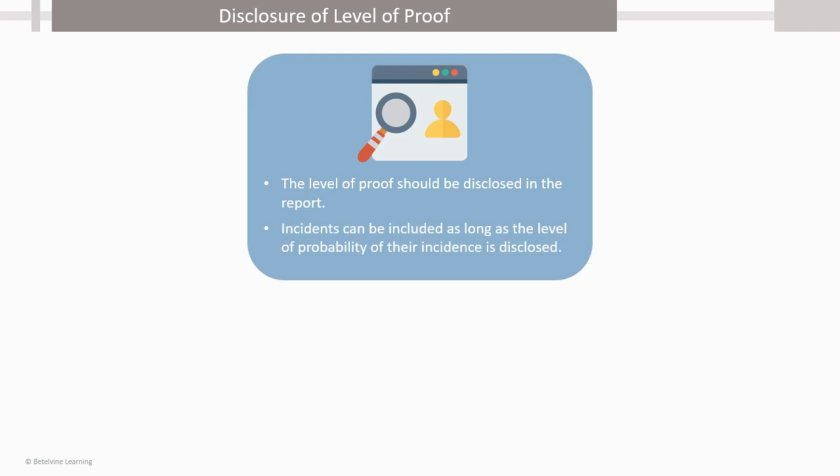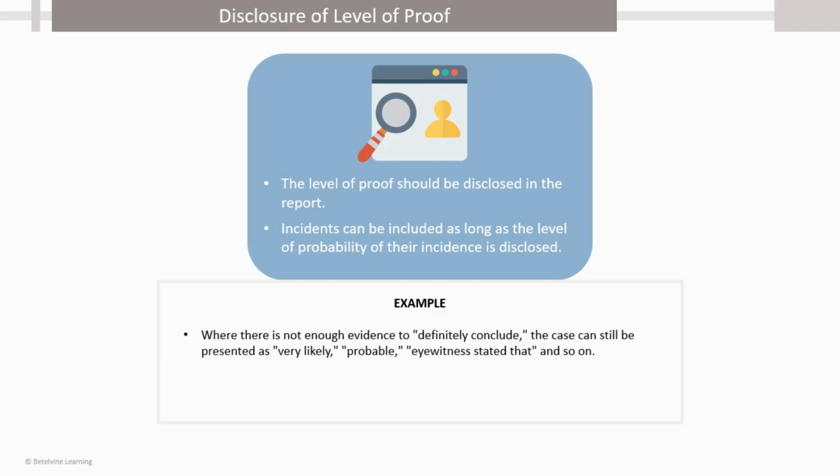Incidents the veracity of which cannot be 100% established can be included in a report as long as the level of probability of their incidence is disclosed. For example, if there is not enough evidence to definitely conclude, the case can still be presented as very likely or probable, or eyewitnesses stated that, and so on. The report should state the standard of proof employed by the fact finder.